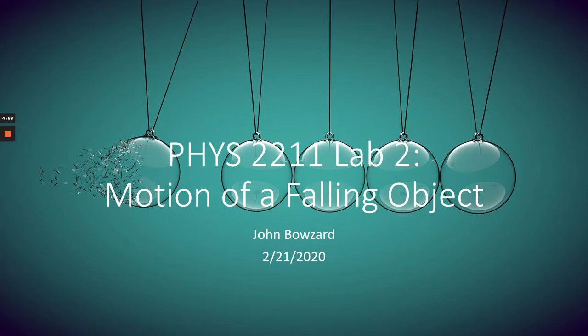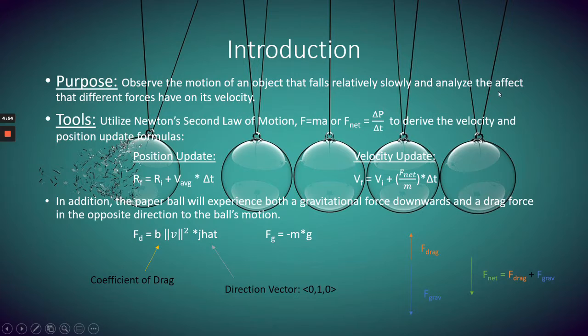Hello, my name is John Bozart, and this is my Physics 2211 Lab 2 on the motion of a falling object. The goal of this lab is to choose an object that falls somewhat slowly to the ground and analyze its motion, taking into consideration how the forces of gravity and drag affect its position and velocity. My object is a slightly crumpled paper ball.